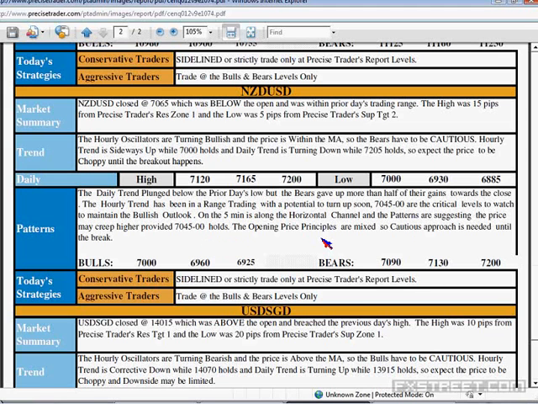And the opening price principles are mixed, so a cautious approach is needed until the break. In other words, the market has been range trading and very quiet. As a result, we have not got any signals from the market, so we have to be cautious until the breakout happens. What do I mean by the breakout? As I told you, it can be either support zone 1 or resistance zone 1. As I go on, I'll guide you along.